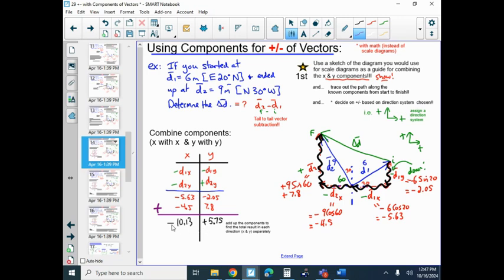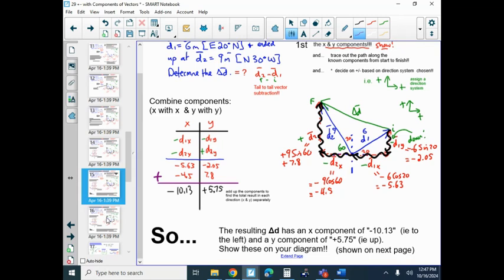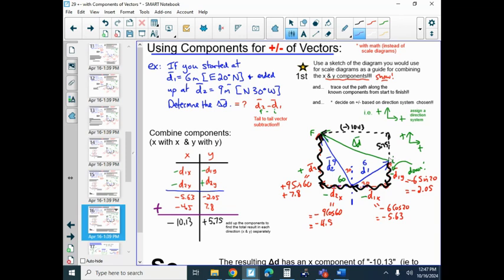Remember, I said it's going to be fairly far to the left because we went to left and then to left some more. We went down, but then we went up more. So as a result, we went up overall by a smaller number, of course. And then, yeah, you just have to add them all up, get your resulting components in each direction. And then you can show that on your diagram even if you wanted, right? This up of 5.75 and to the left of 10.3.